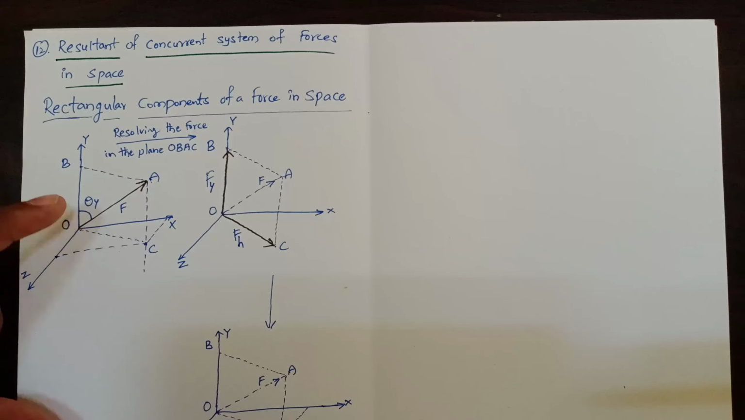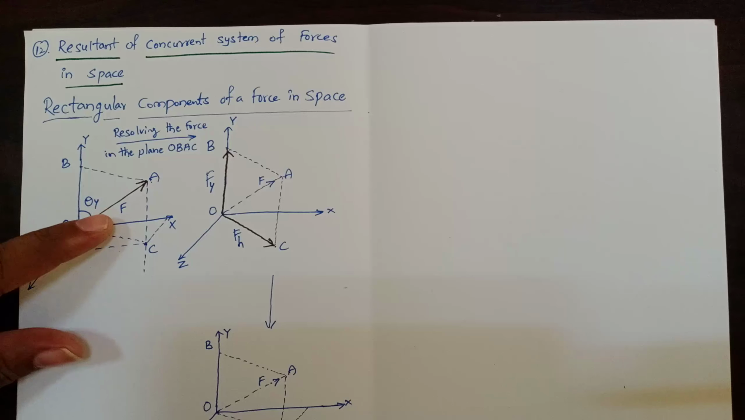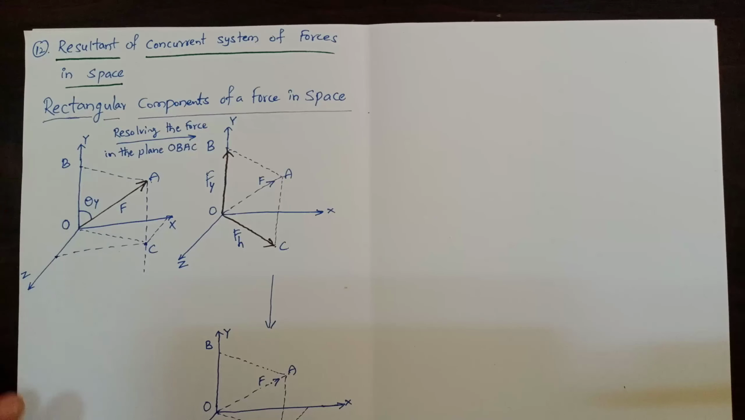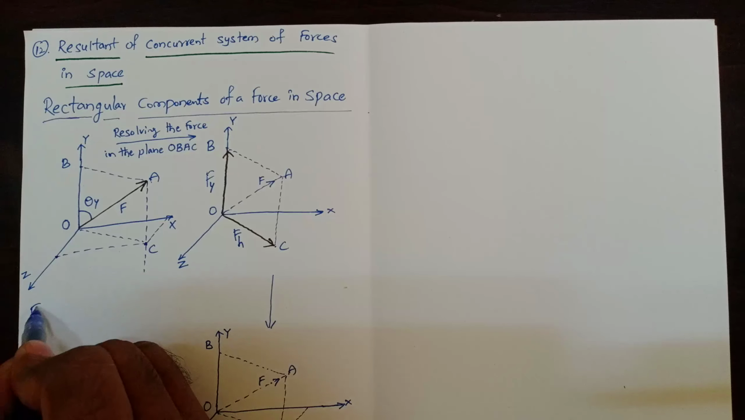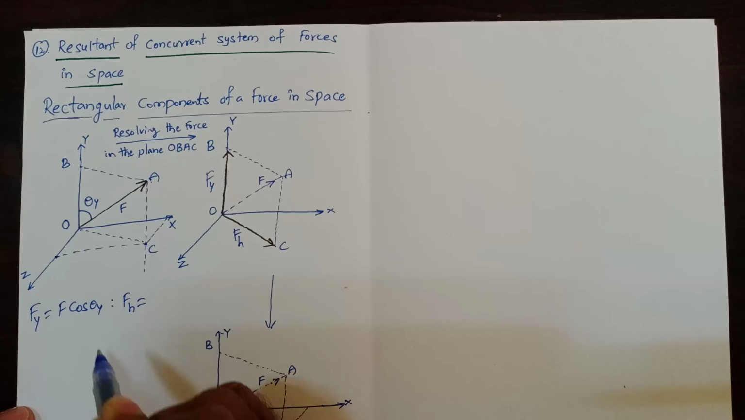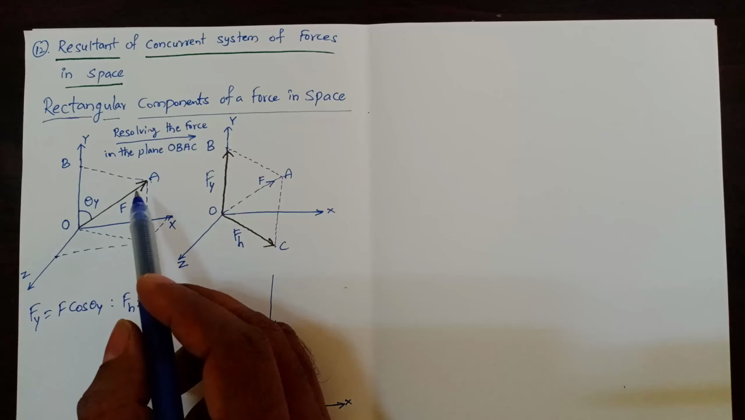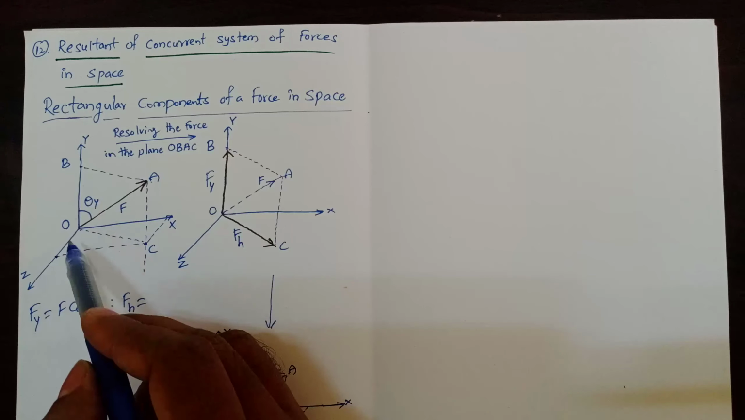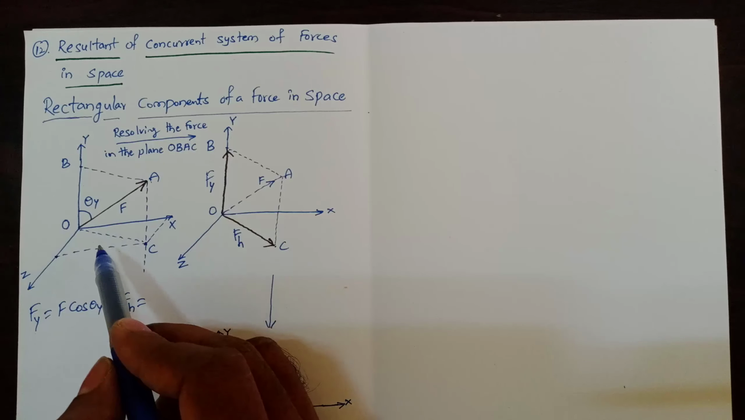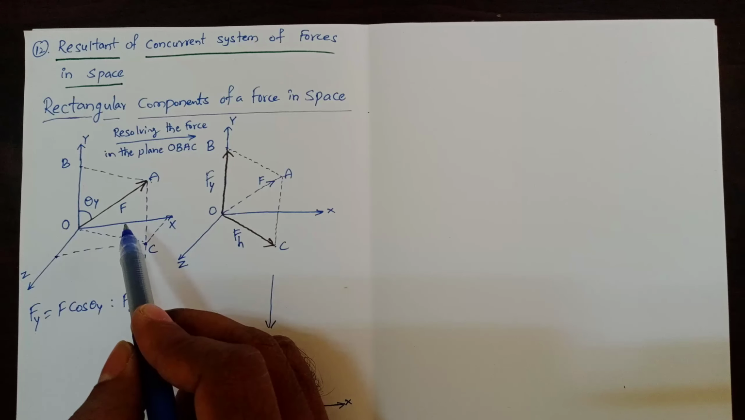Now since Fy is the component of this force F along the y-axis, and theta y is the angle made by this force F with this component, it will be the cos component. That implies Fy is equal to F cos theta y, and for Fh, the angle is now 90 minus theta y. See here, OA is making an angle theta y with the y-axis and 90 minus theta y with the line OC. OA is not making an angle 90 minus theta y with the x-axis.